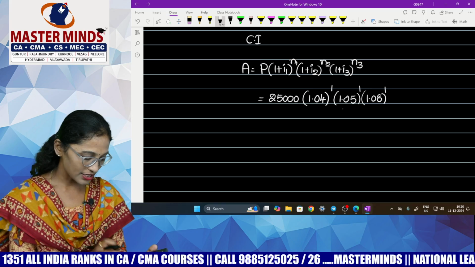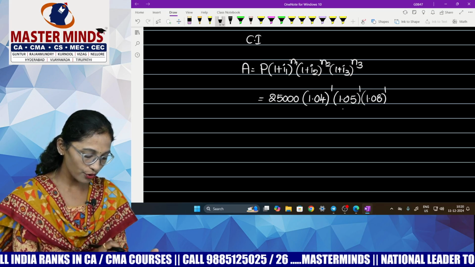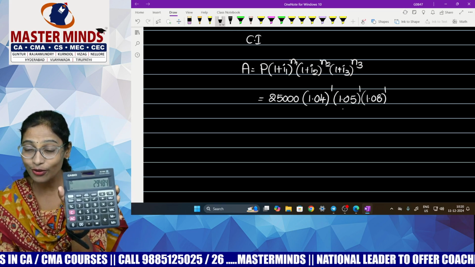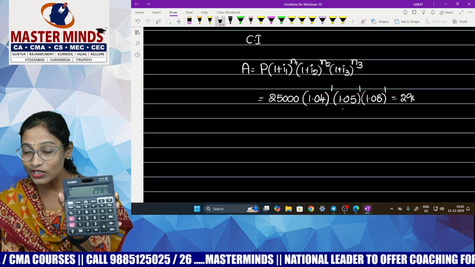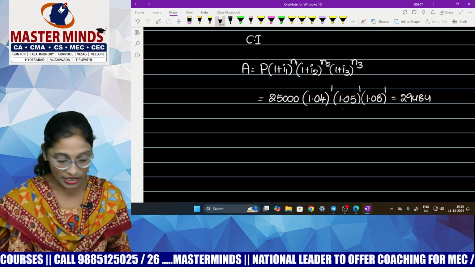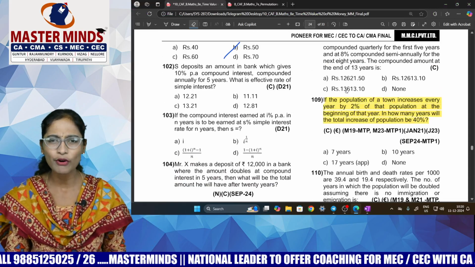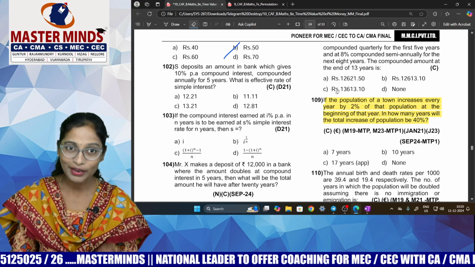25,000 into, it's a direct calculation, no? Into 1.04 into 1.05 into 1.08. Here is the answer. The same answer, no? 29,484. So it means for many questions, you need not use the simple interest concept or compound interest concept or some other concept. Try to understand that.